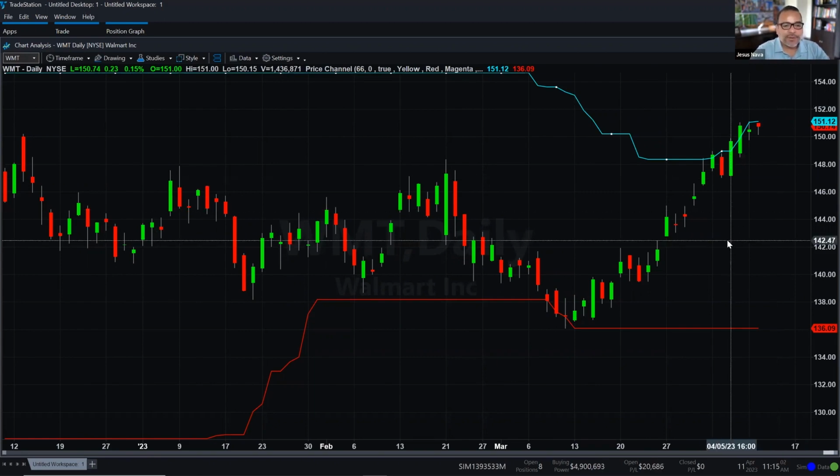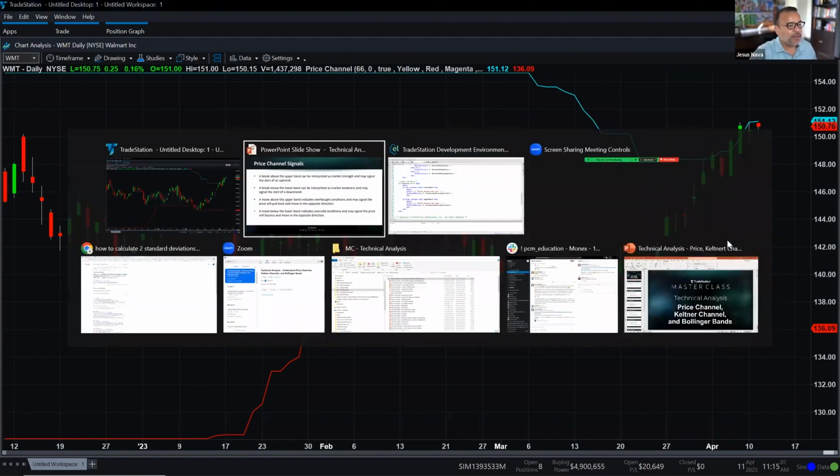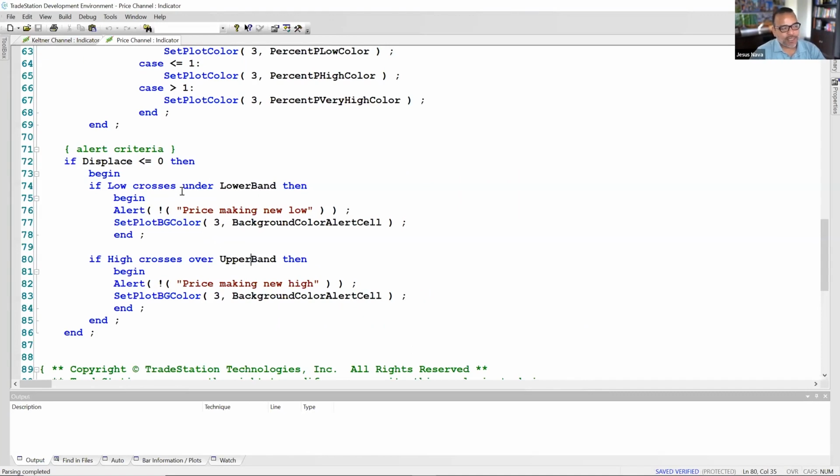Okay, let's go ahead and do something here, because if you do want to change the alert, let me go back in here into the easy language. Let's say that this is not the alert you're looking for. Let's say that it is the latter that we explained, which is if it's penetrating the upper band, we consider it overbought and we are just expecting the price to go in the opposite direction. You may change this code and say if the low crosses under lower band, and then you can say the alert here, price making new low.